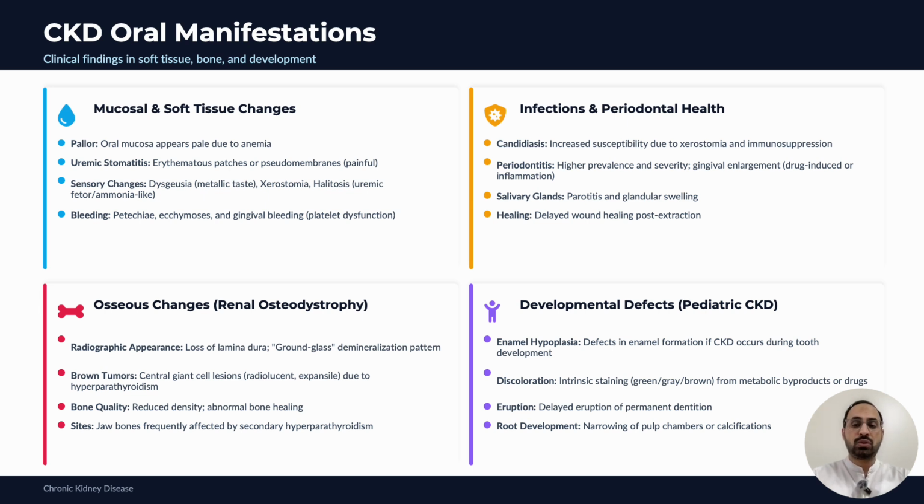And on hard tissues, there is renal osteodystrophy. Classic signs include ground glass appearance, loss of lamina dura, and central giant cell lesions known as brown tumors. This is due to secondary hyperparathyroidism because of renal failure. And in pediatric patients, we can notice delayed eruption and enamel hypoplasia.